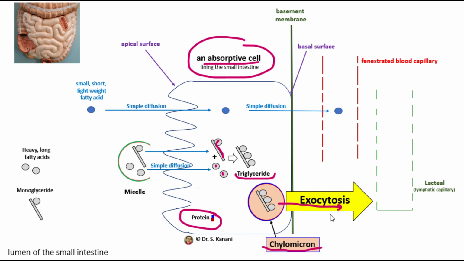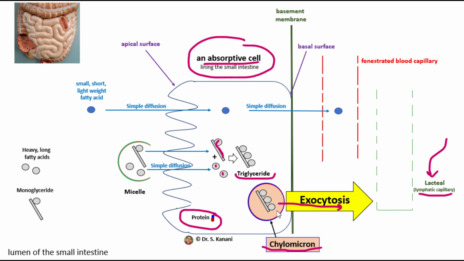Recall, exocytosis is a vesicular transport, and it's an active type of transport. It simply means that the absorptive cell has to use the energy released from ATP hydrolysis to do the exocytosis of chylomicron. Chylomicron is very large. It cannot be absorbed into these fenestrated blood capillaries that we have in the connective tissue. So we have to use a more permeable capillary, which is the lymphatic capillary. And recall that we named the lymphatic capillaries in the submucosa of the villi of the small intestine lacteals.